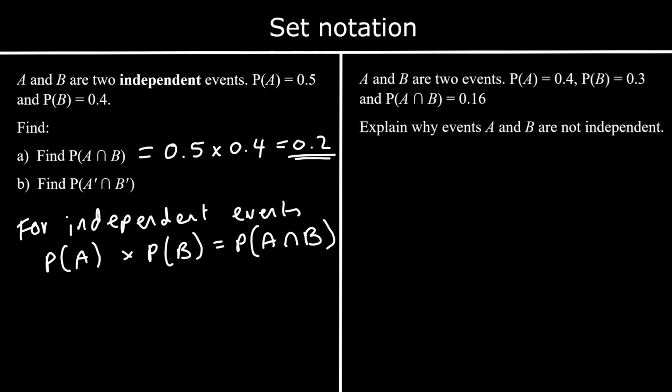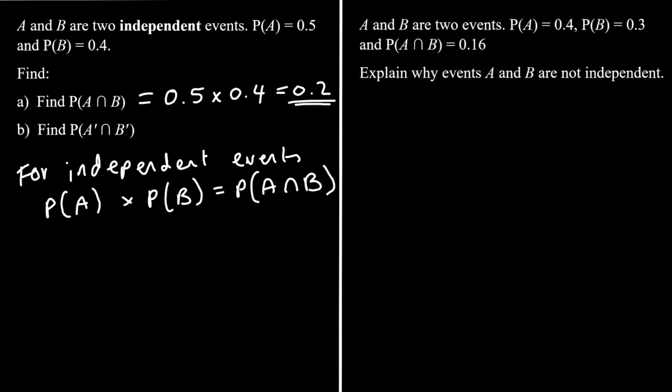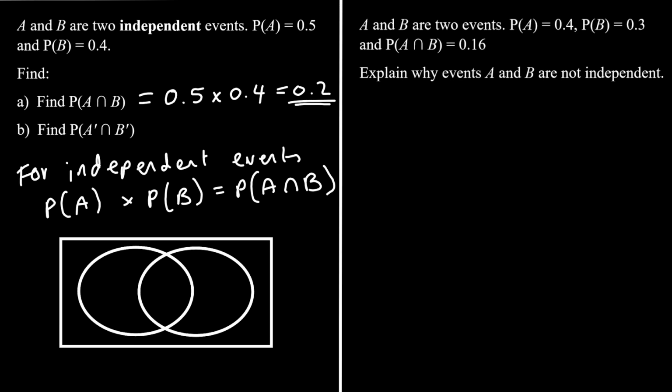Find the probability of the intersection of not A and not B. So that's the outside bit. If we have a Venn diagram, we've got an intersection of 0.2. The whole A circle is 0.5, so 0.3 more. The whole B circle has to be 0.4, so 0.2 more. So what's left on the outside? We need another 0.3. So not A and not B at the same time is the outside bit, which is 0.3.